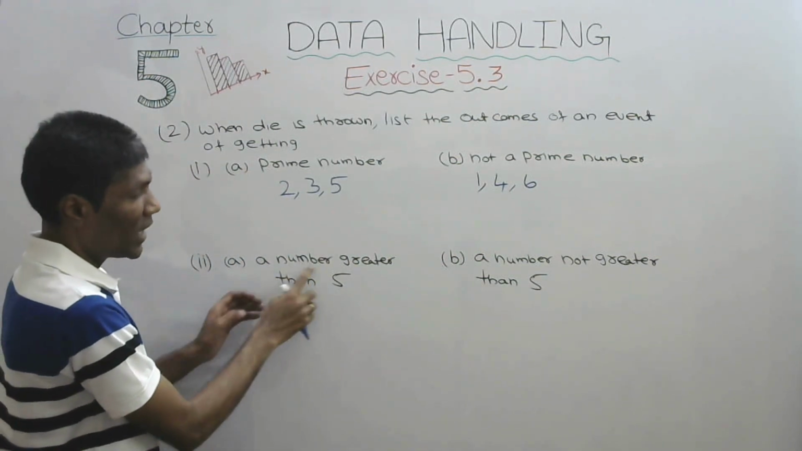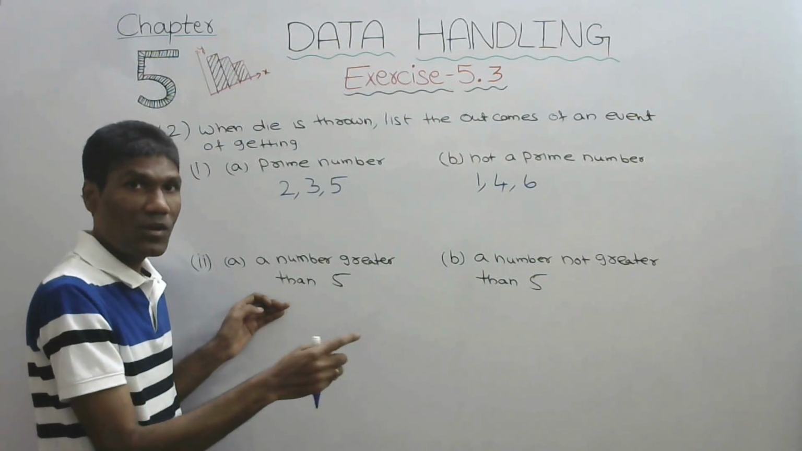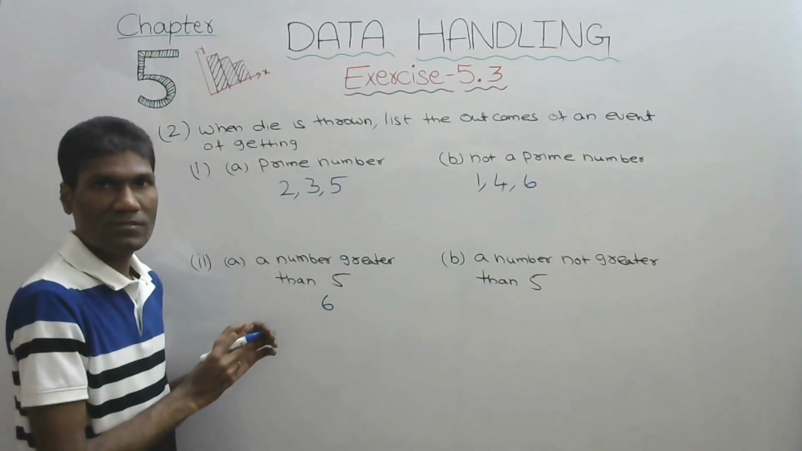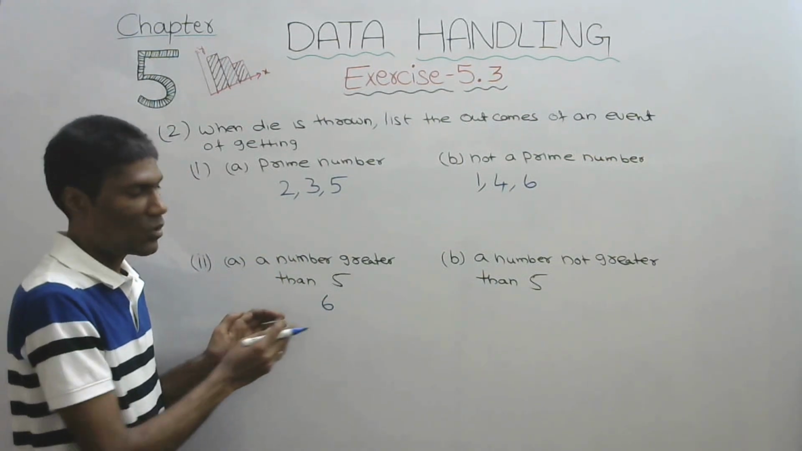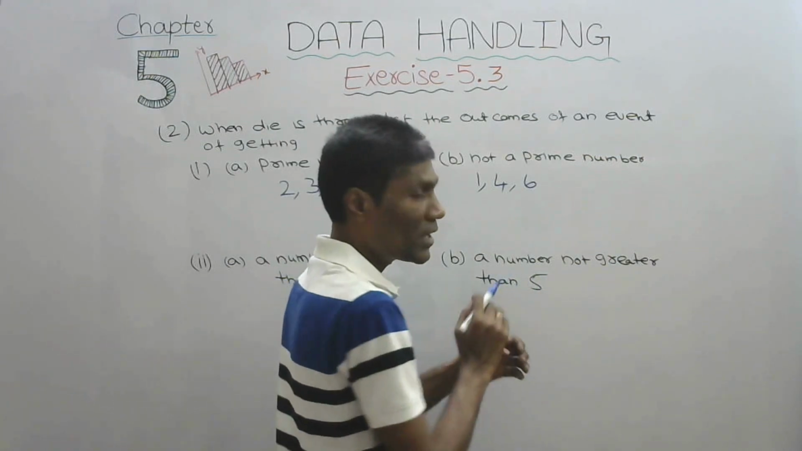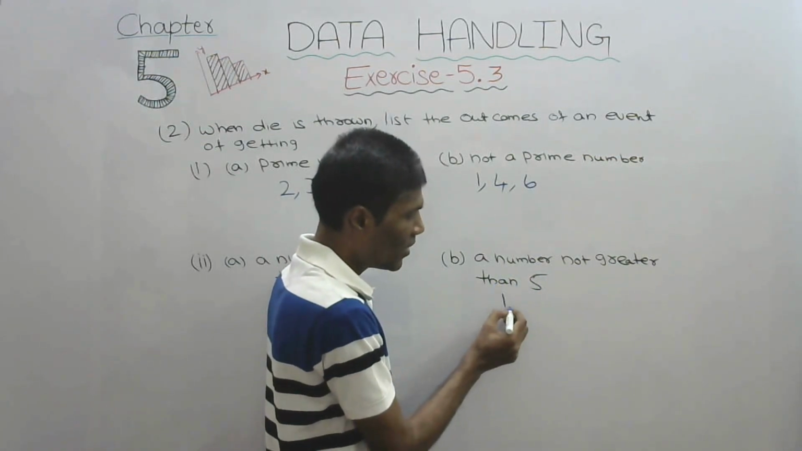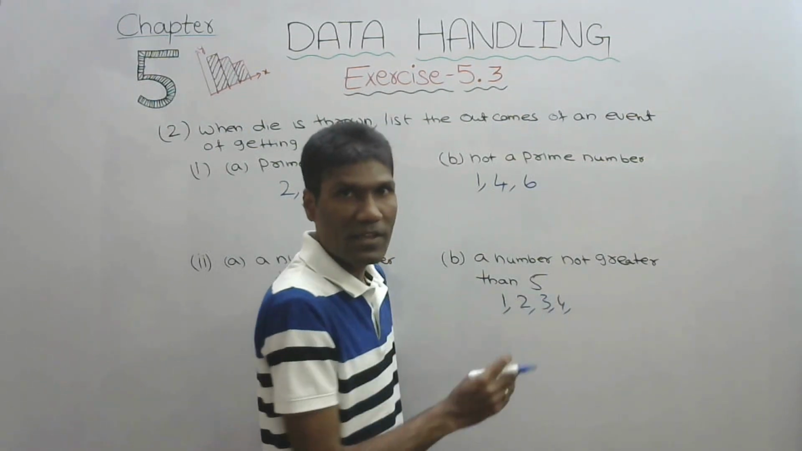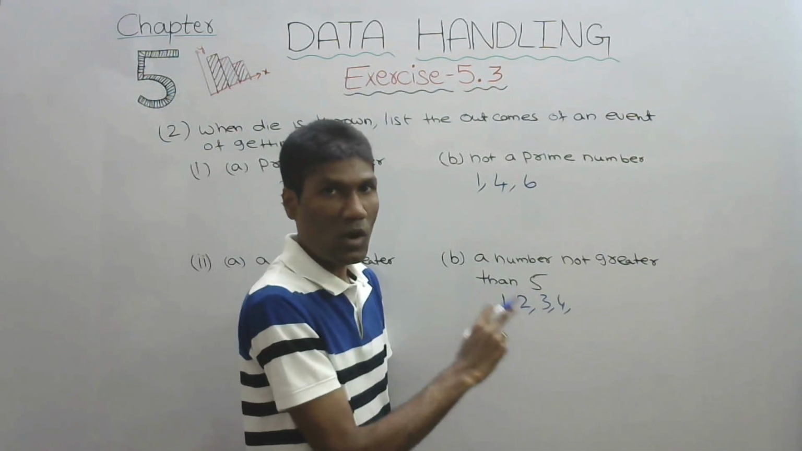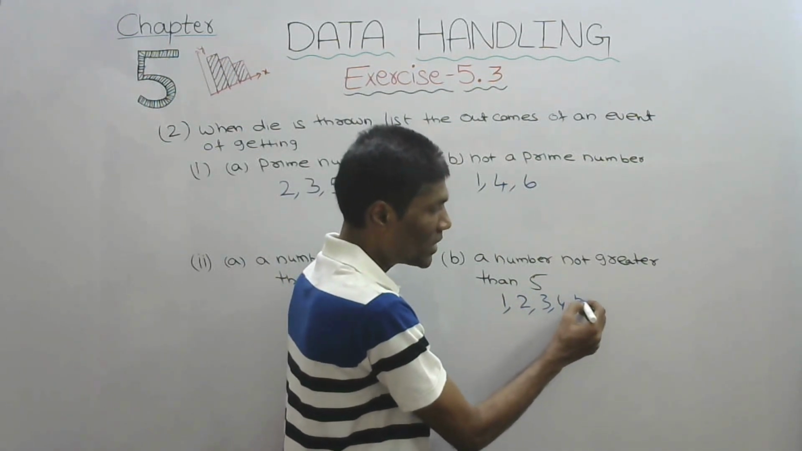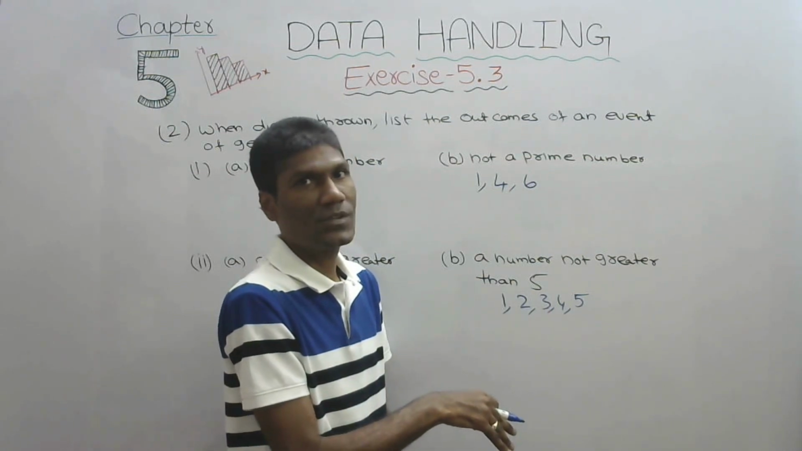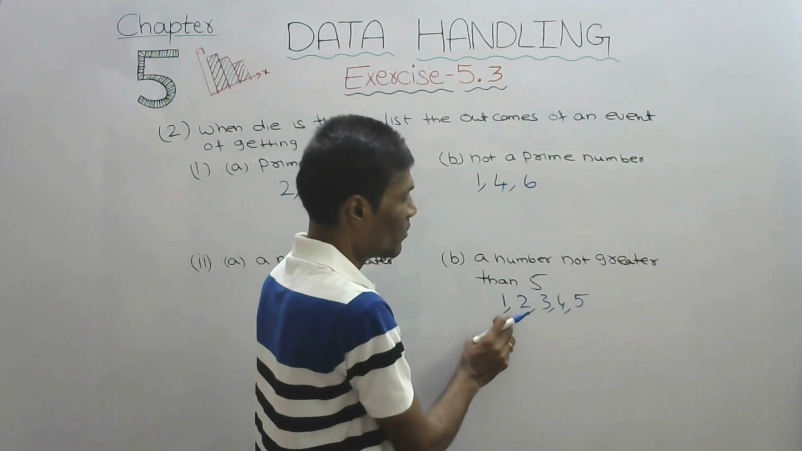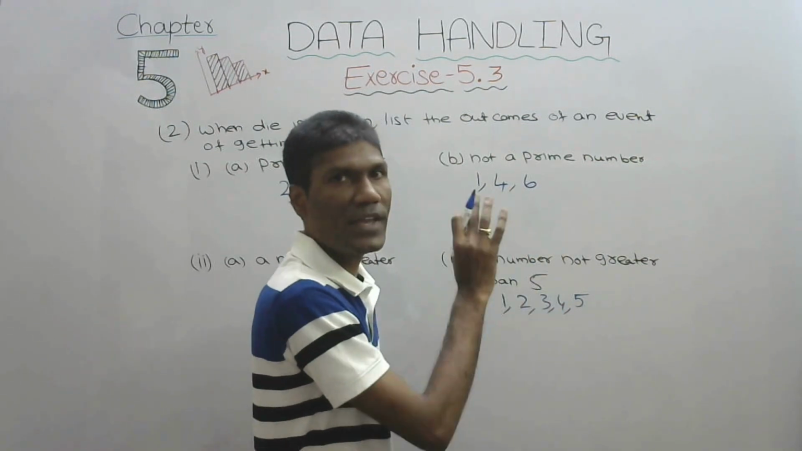In the second question, a number greater than 5. In a die, what are the numbers which are greater than 5? 6. Only one number. A number not greater than 5. Let us see. 1, not greater than 5? Yes. 2, 3, 4 and 5. Is 5 not greater than 5? Yes. 5 is not greater than 5. 5 is equal to 5. So, not greater than 5 means 5 will also come. So, the answer will be 1, 2, 3, 4 and 5.